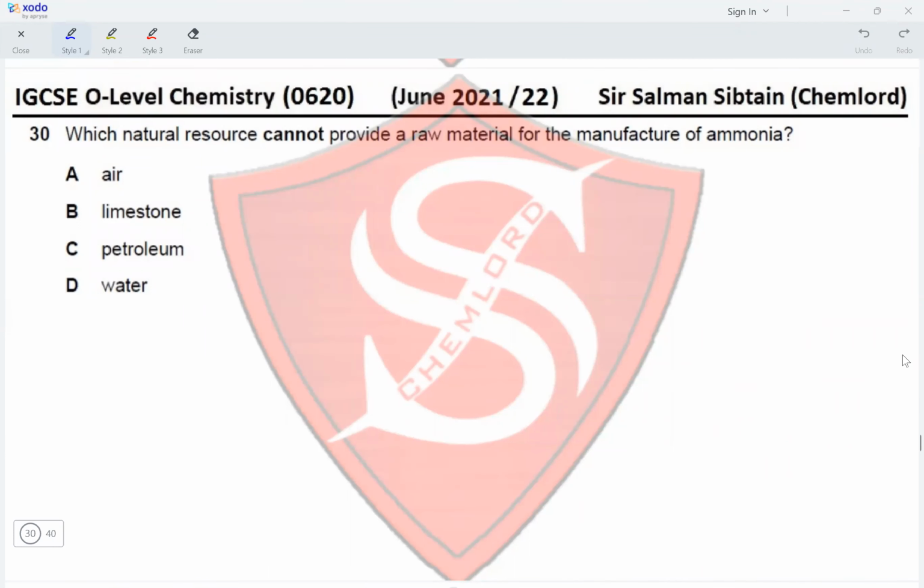Question 30. Which natural resource cannot provide a raw material for the manufacture of ammonia? Air will provide nitrogen for the manufacture of ammonia. Limestone will provide calcium oxide and carbon dioxide upon decomposition, not nitrogen or hydrogen. Petroleum will provide hydrogen upon cracking, and water will provide hydrogen upon electrolysis. So air provides nitrogen, petroleum provides hydrogen, water provides hydrogen, limestone will provide nothing, making option B the correct option for this question.